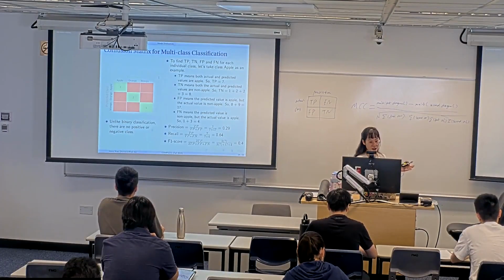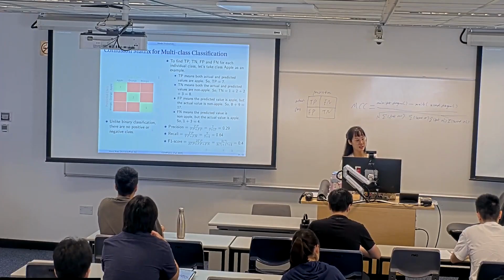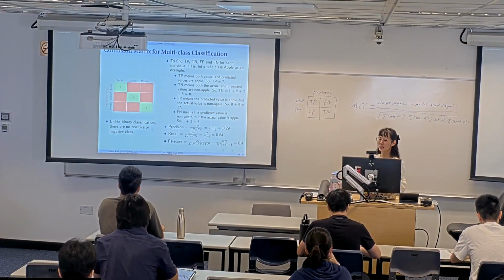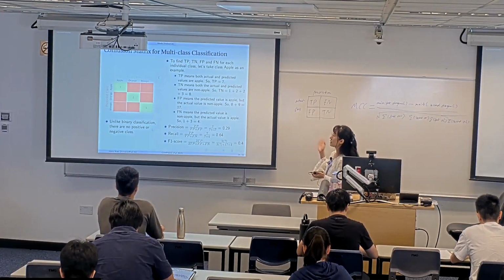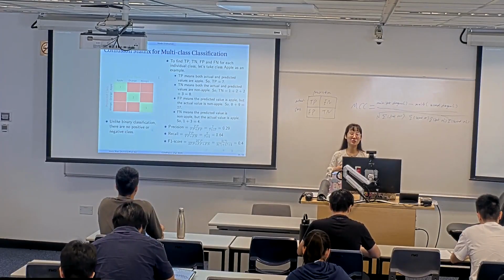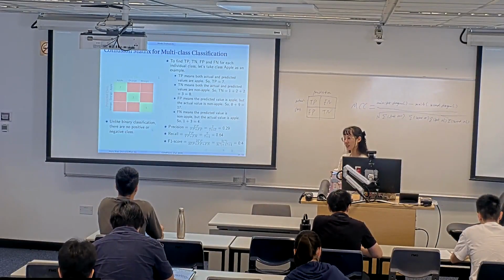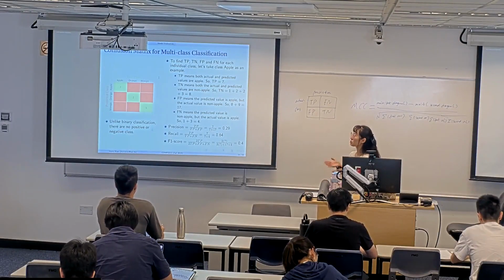All of the above are just for binary classification. Binary classification things are easy. We only have 2 possible classes, and we just treat them as positive and negative. But in reality, when we deal with practical problems, usually we deal with multi-class classification. So there are several classes, the number of classes is larger than or equal to 3.